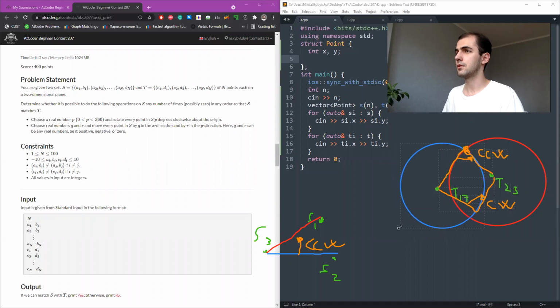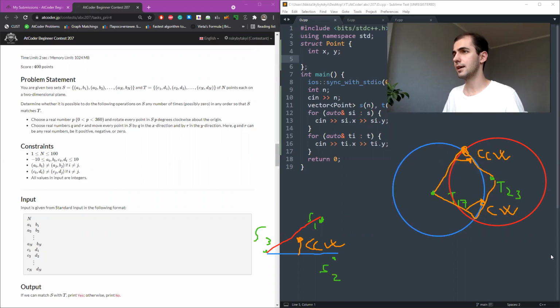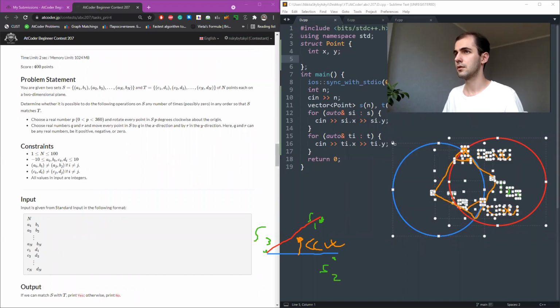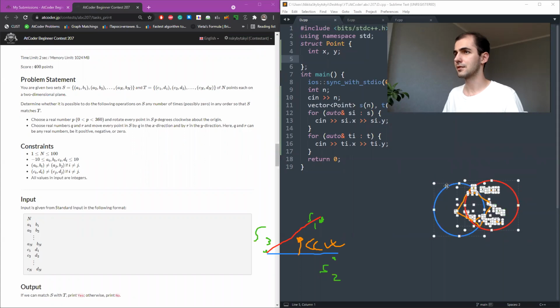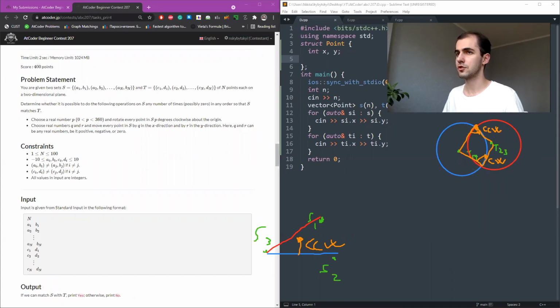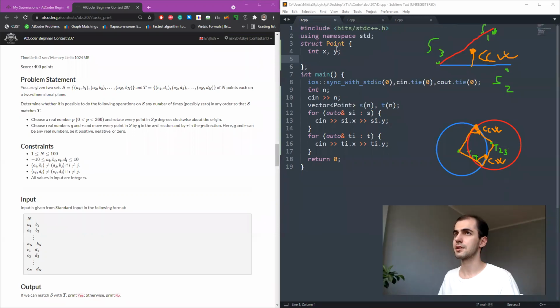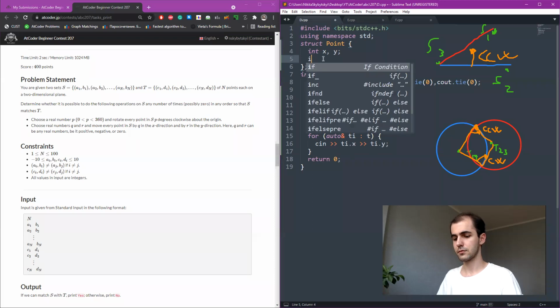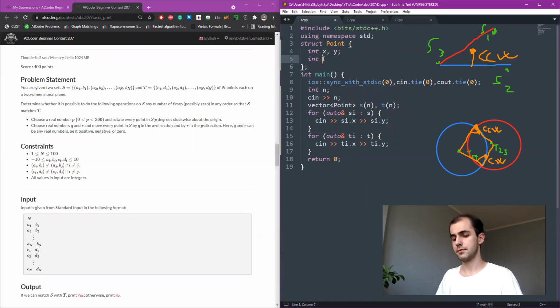So once we have all that in mind, I should move it somewhere. Okay. Now, do I want that, or do I want something more reasonable?